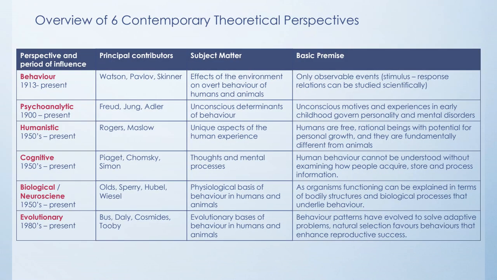So if I put that in a little table for you, and you have a similar table in your book, you can see those different perspectives. There's the behavioral, the psychoanalytic, like we discussed, the humanistic, we discussed, cognitive, biological, and evolutionary. Each one of those perspectives has important contributors. We discussed Watson, Pavlov, and Skinner. Psychoanalytic, we discussed Freud, and the humanist. So you can see how they come together.